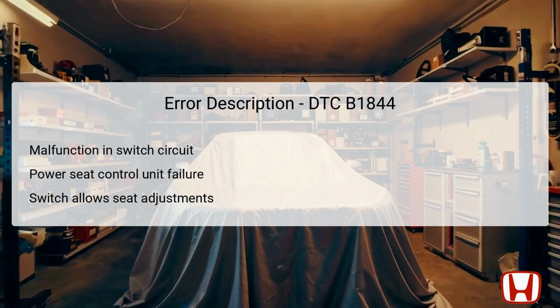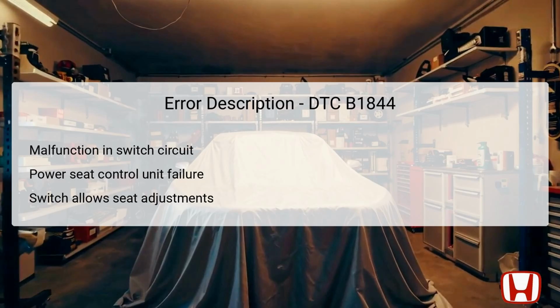DTC B1844, indicating a power seat slide switch circuit malfunction, primarily affects the power seat control unit and the associated slide switch located on the side of the driver's seat. The power seat control unit manages all electrical operations for seat adjustments, translating commands from the slide switch into specific movements of the seat. If the control unit is not receiving valid input from the slide switch, the seat will not adjust, resulting in the malfunction.